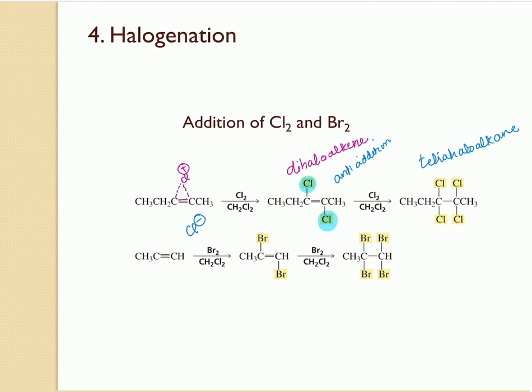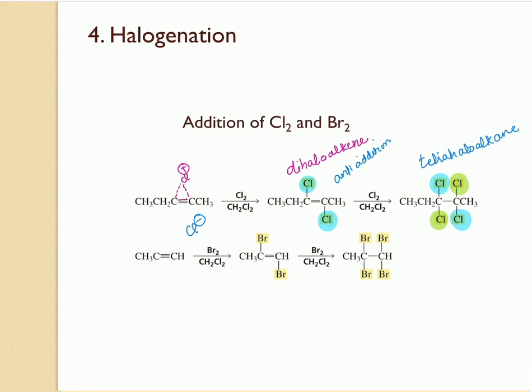So here in this case it's going to form the tetrahaloalkane, and you can see that these are the two chlorines which are added in the first electrophilic addition reaction, but here are the two chlorines which are added in the second electrophilic addition reaction. And you can see both of those two sets of chlorines are opposite to each other.